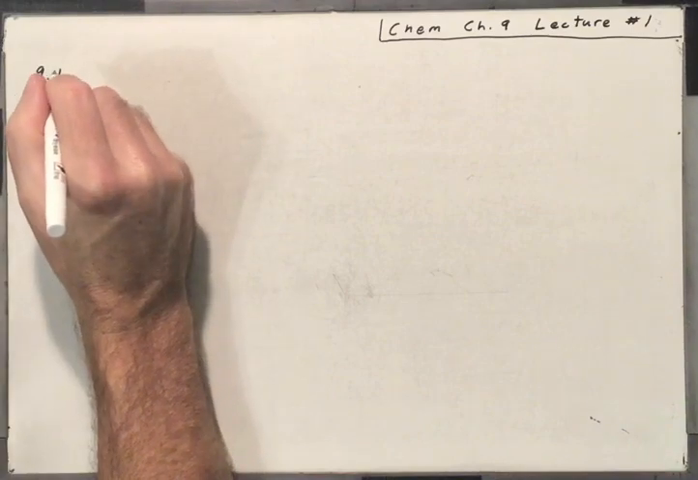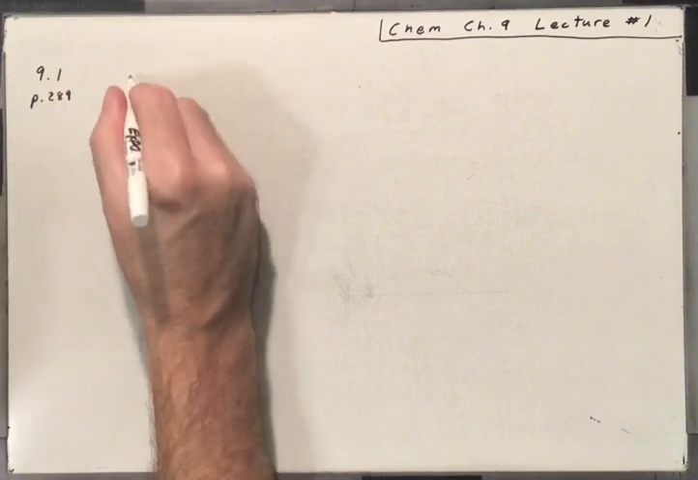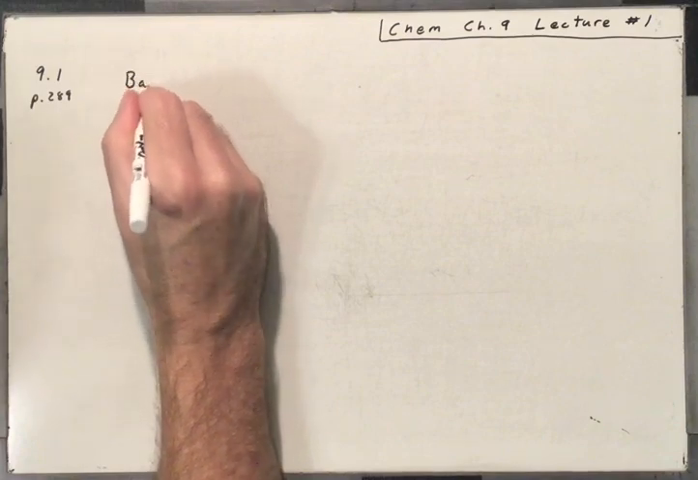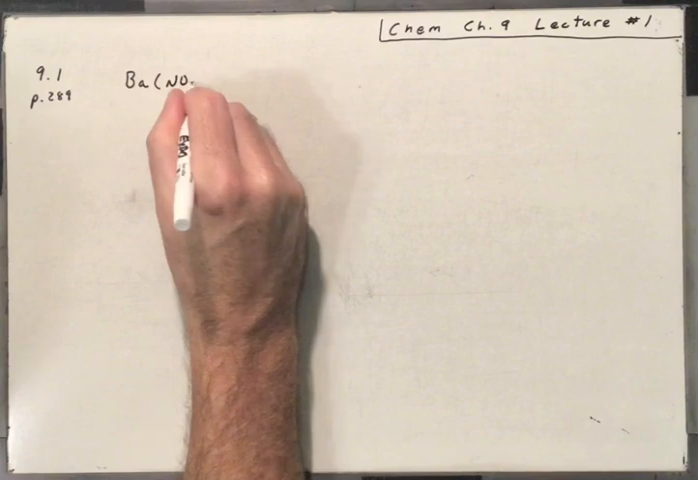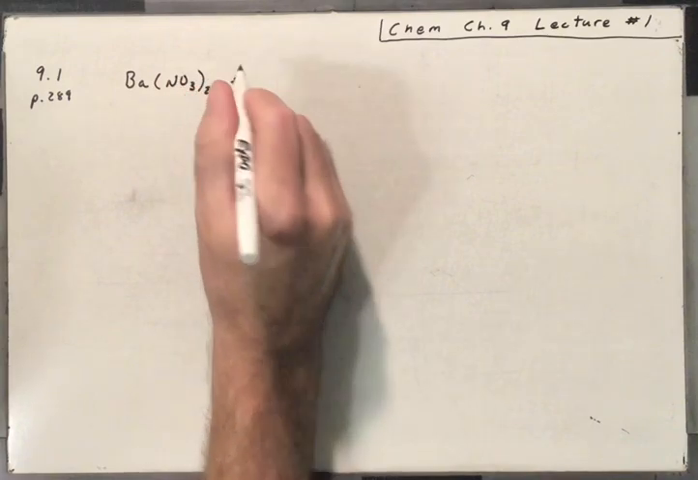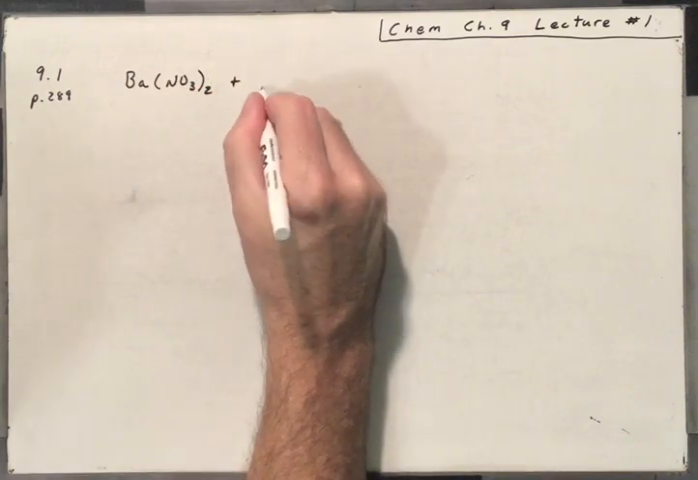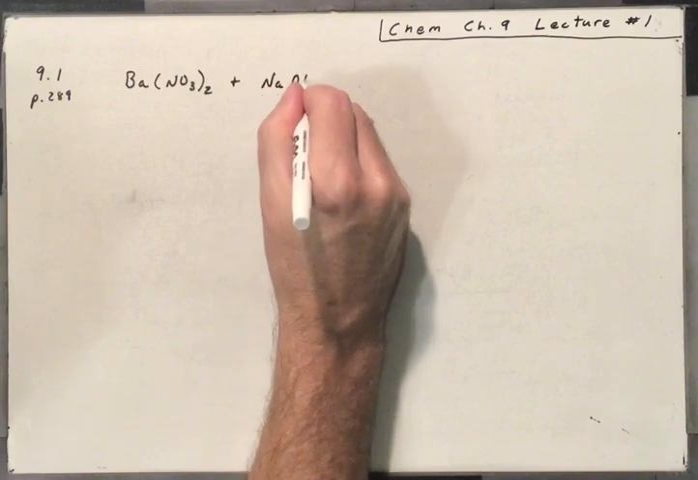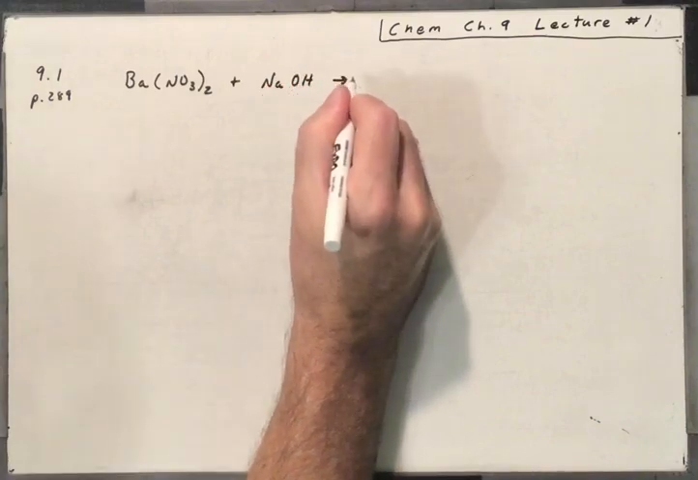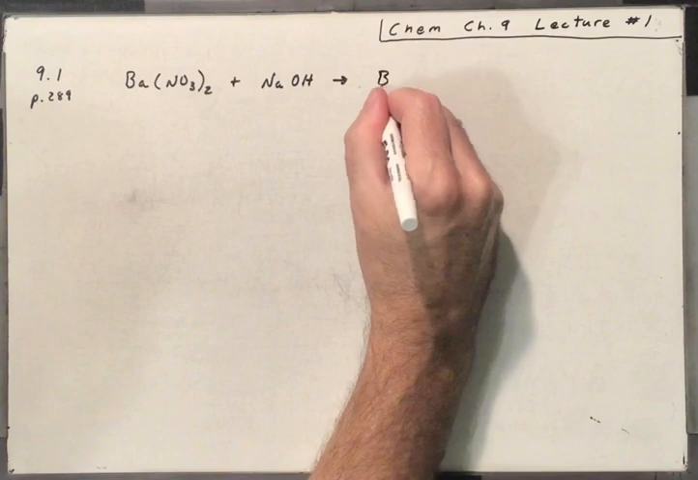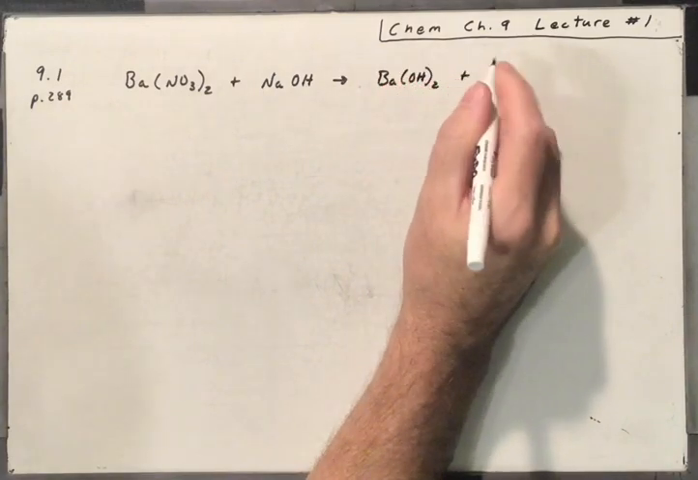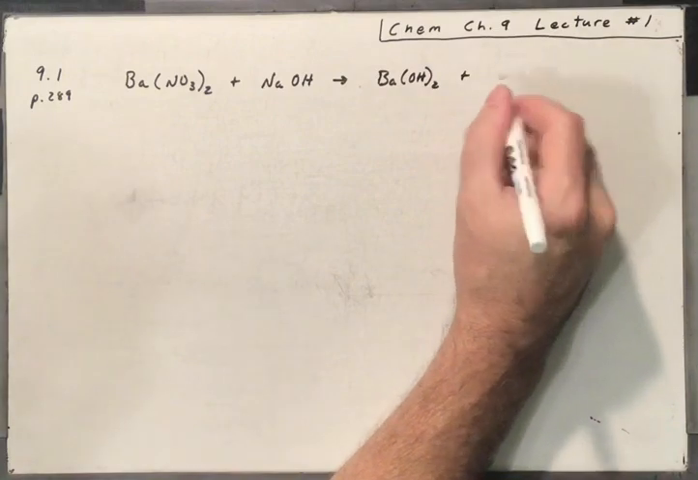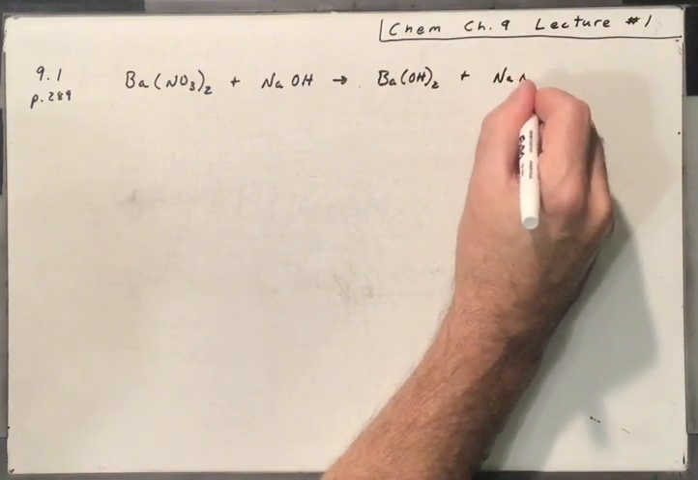And we'll work the 3 on your own problems there. So the first one, we just need to balance the chemical equation that has polyatomic ions in it. So barium nitrate plus sodium hydroxide makes barium hydroxide plus sodium nitrate.